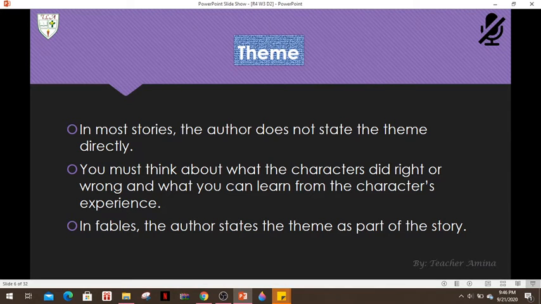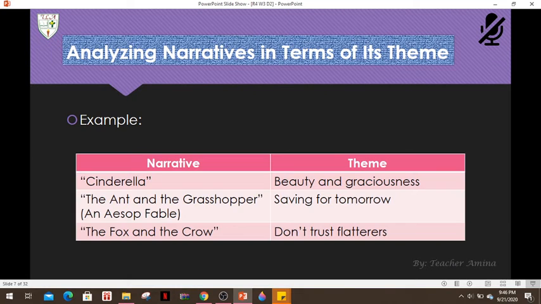Example, did you know the story Cinderella? The theme of Cinderella, or the lesson in that story, is about beauty and graciousness. Being beautiful, being graceful.